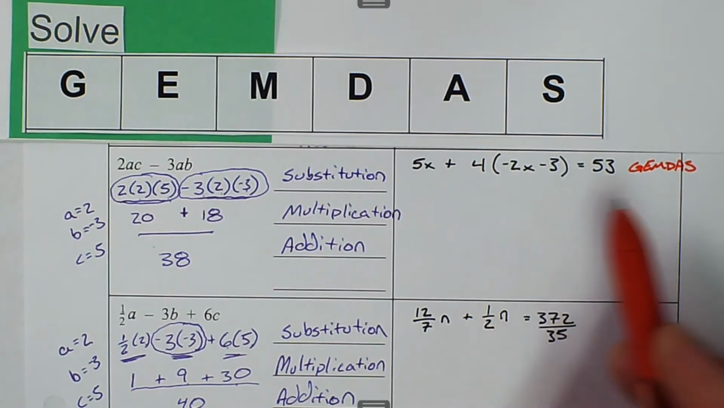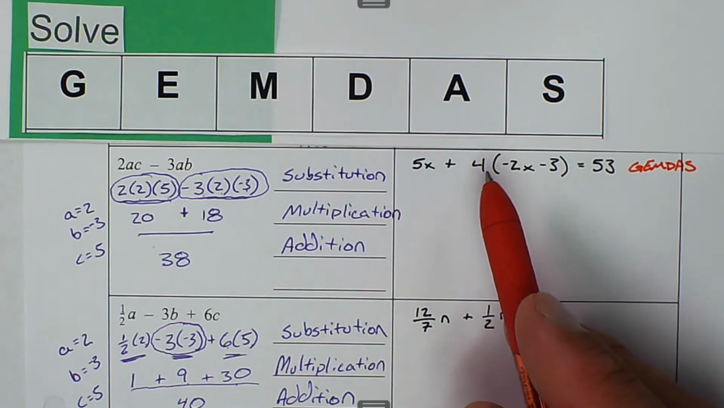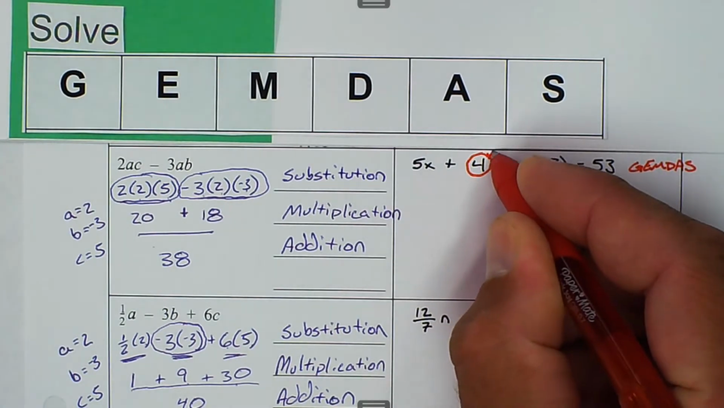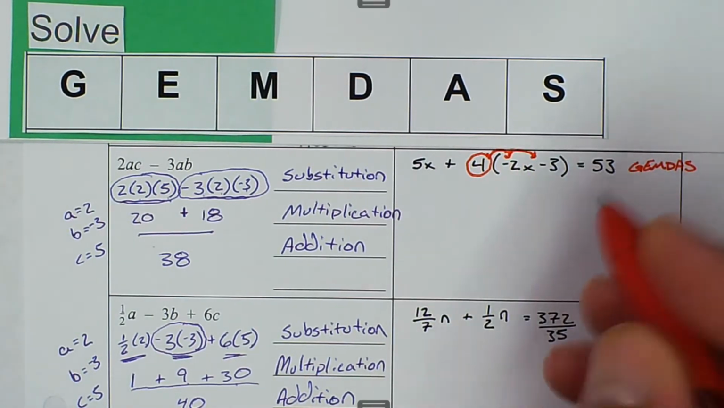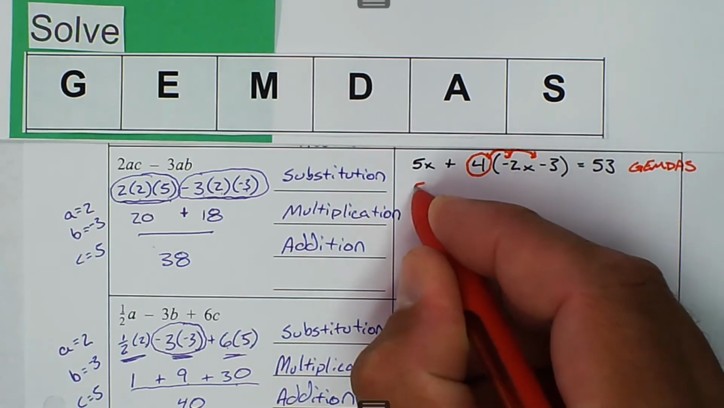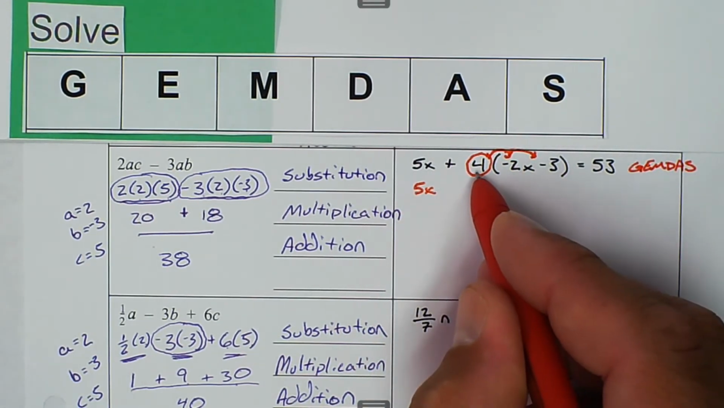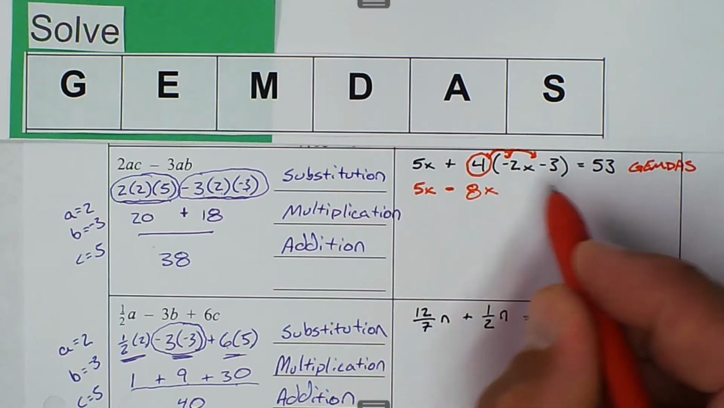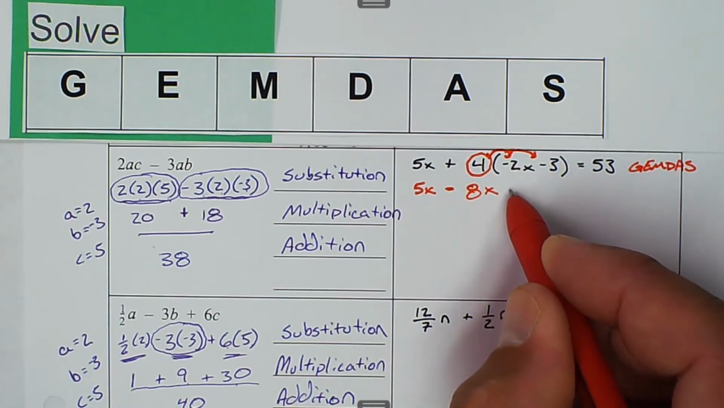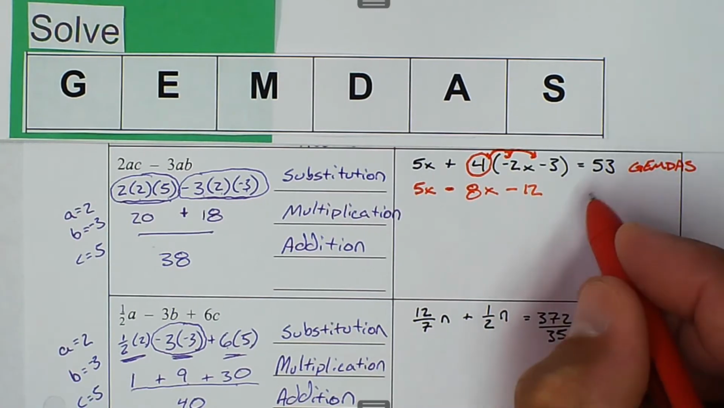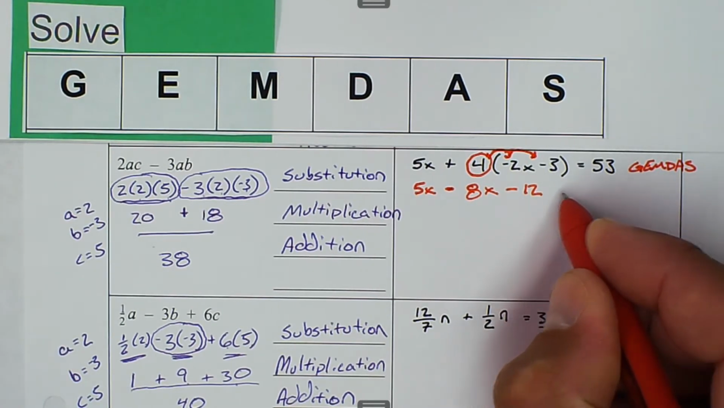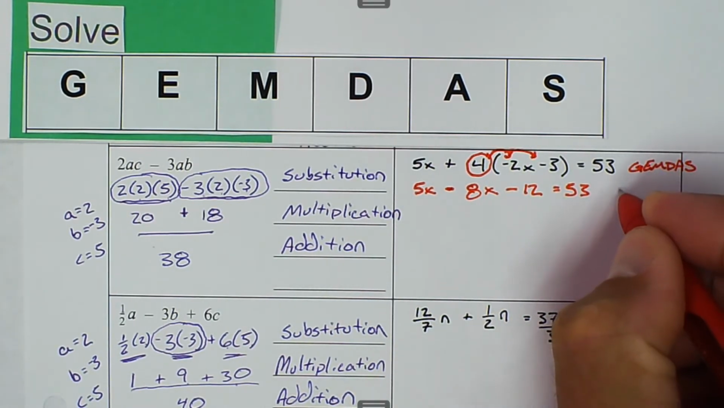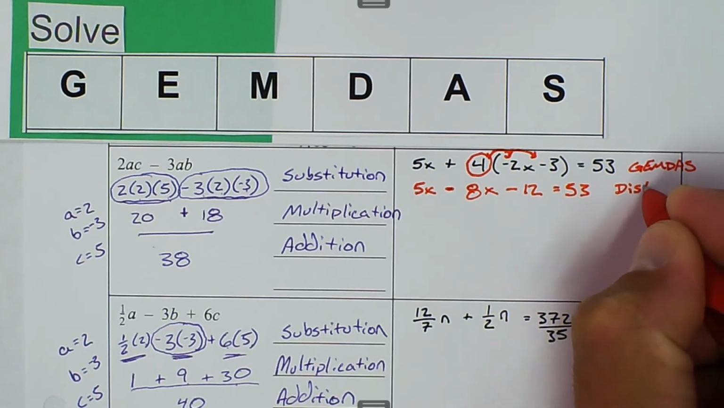So one thing that we can do is we can try to combine some of these terms that we can. So the first thing that I'm going to do is I'm going to distribute the 4 into the parentheses. So the 5x doesn't get changed. Positive 4 times negative 2 is going to be a negative 8x. 4 times negative 3 is going to be negative 12. And that's still going to be equal to 53. And that was the distributive property.